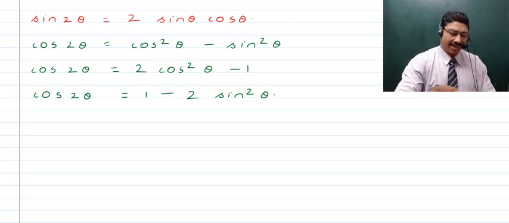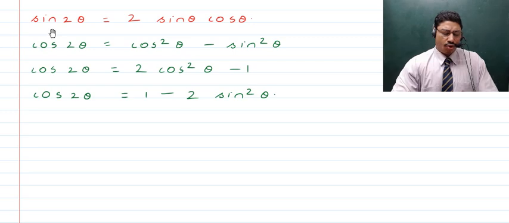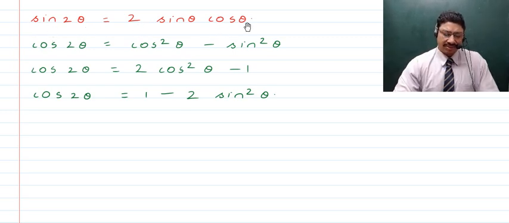So children, let me quickly discuss here. When we talk about sine 2 theta, that's equal to 2 sine theta cos theta. Cos 2 theta is equal to cos square theta minus sine square theta. Cos 2 theta is equal to 2 cos square theta minus 1, and cos 2 theta is also equal to 1 minus 2 sine square theta.